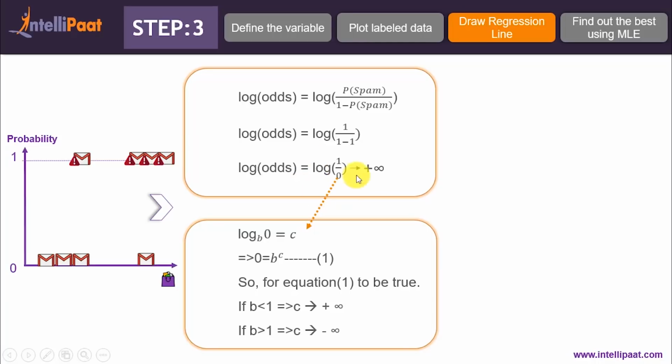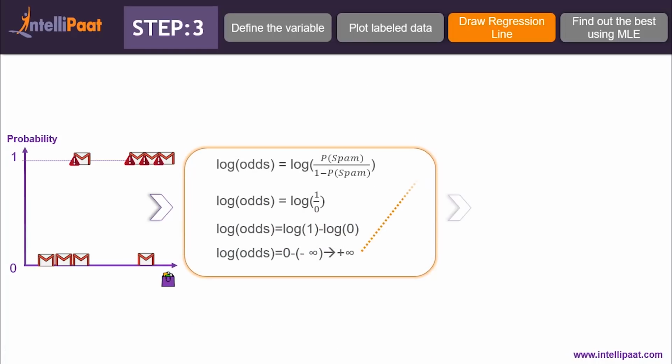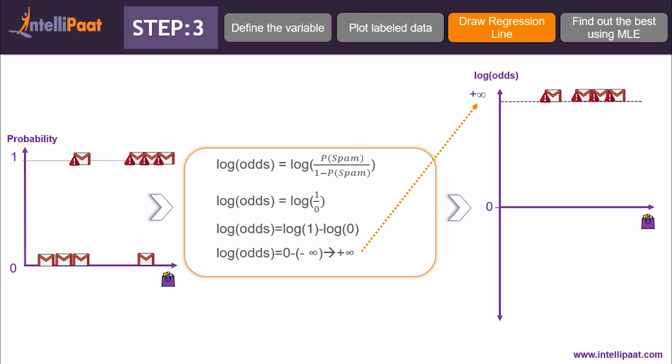So in this case, log of 1 by 0, by default we have base 10. That's why we took the value of c as minus infinity. So minus of minus infinity is plus infinity. That's why we got plus infinity up here. I hope this is clear to you, how we got the value of log odds as plus infinity. So we'll plot this as plus infinity log odds.